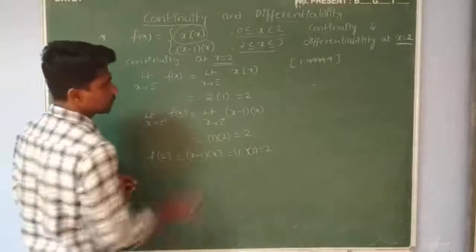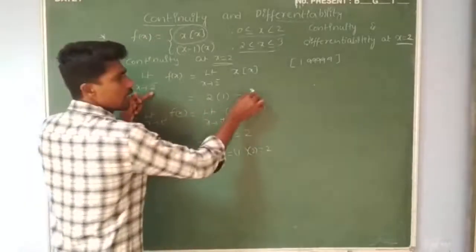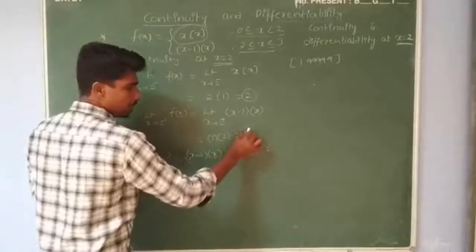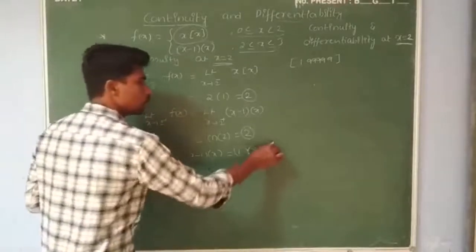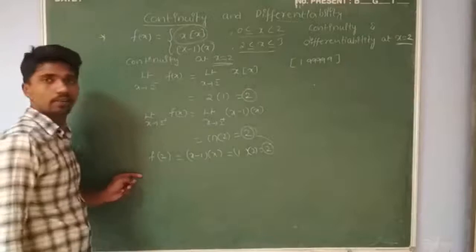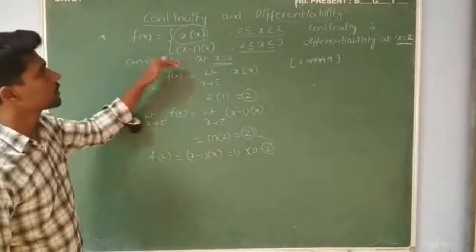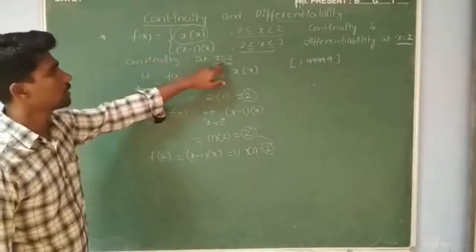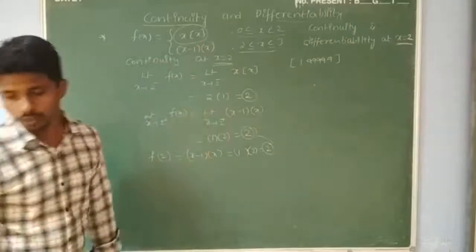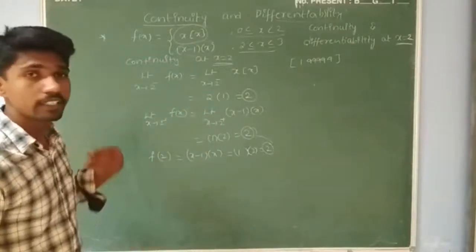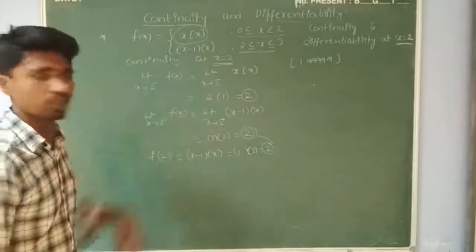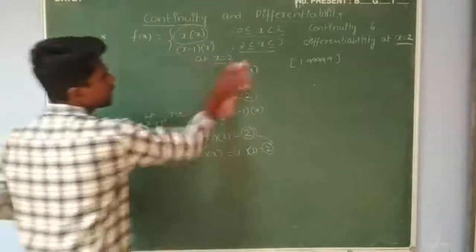Now you observe, the left limit at 2 is 2, the right limit is 2, and the function value at 2 is also equal to 2. All the values are equal. Therefore we can say the given function is continuous at x equal to 2. Now I move on to check differentiability at x equal to 2. So now I'll check differentiability.